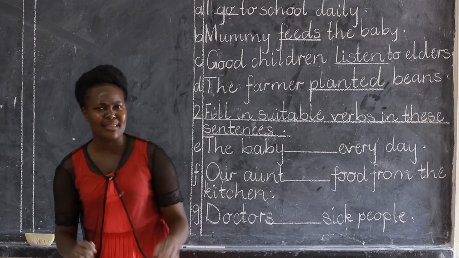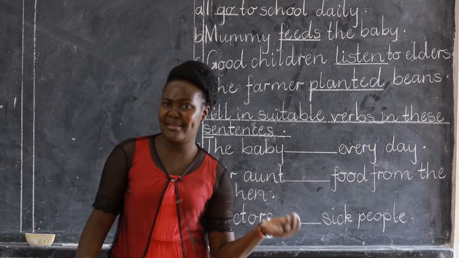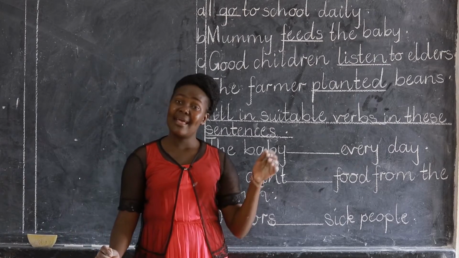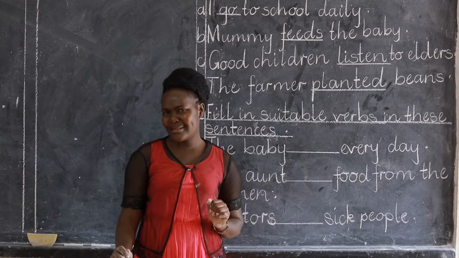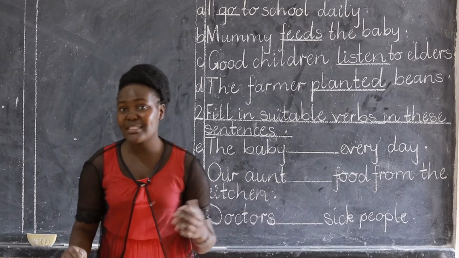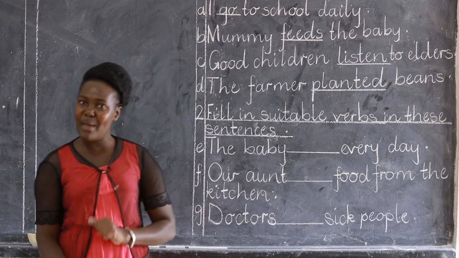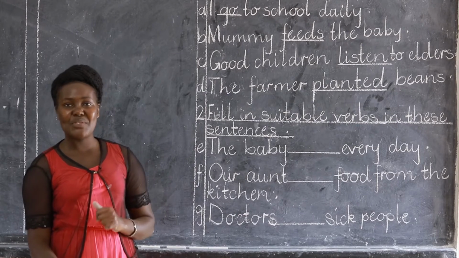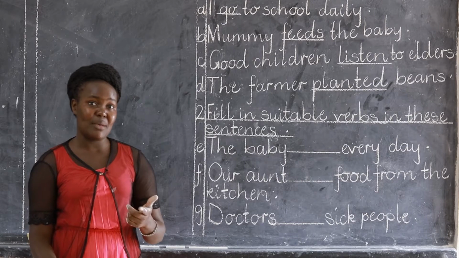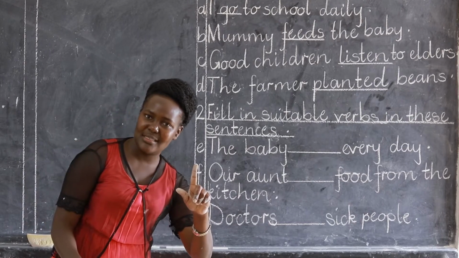What else? The baby feeds every day. What else? Mention it. The baby crawls every day. What else? The baby laughs every day. So all those actions can be done by this baby. You also have yours that I've not mentioned. But if you see that it is suitable for that sentence, you put a tick.